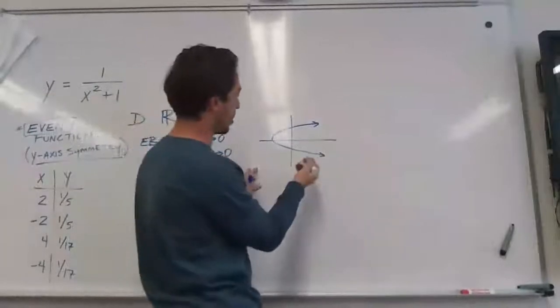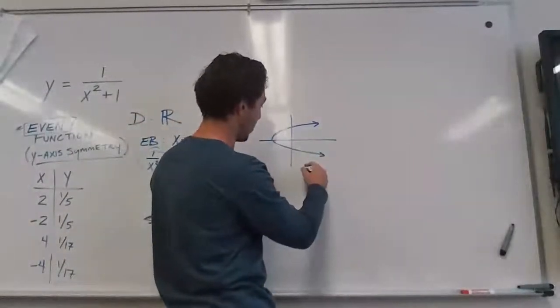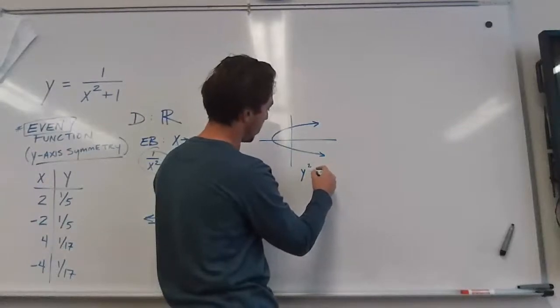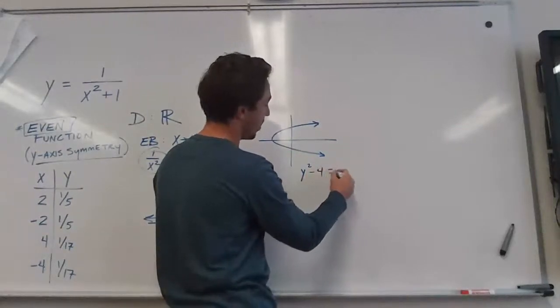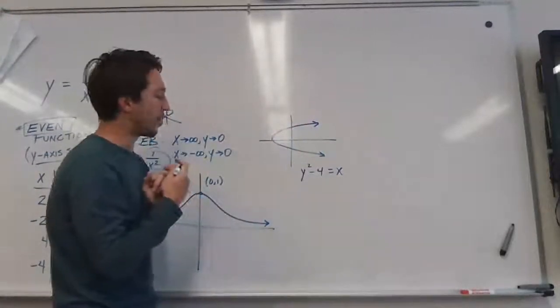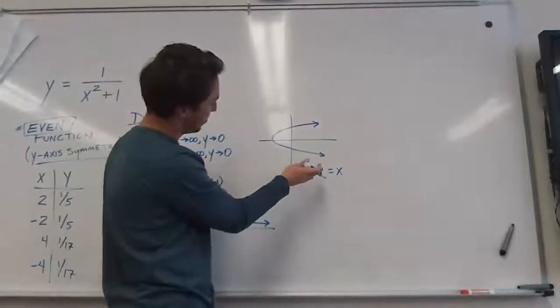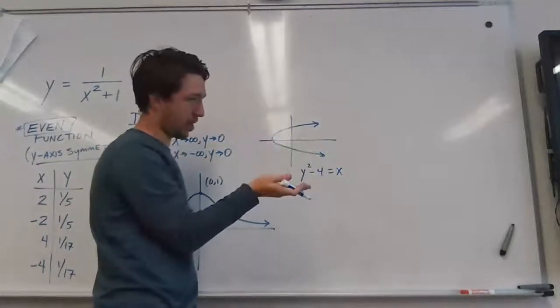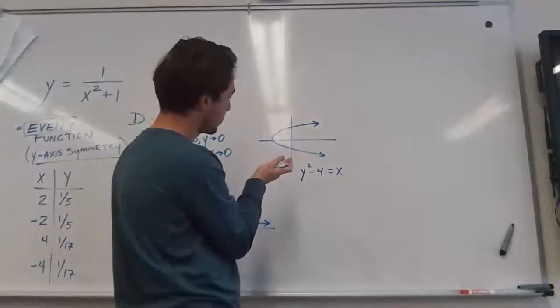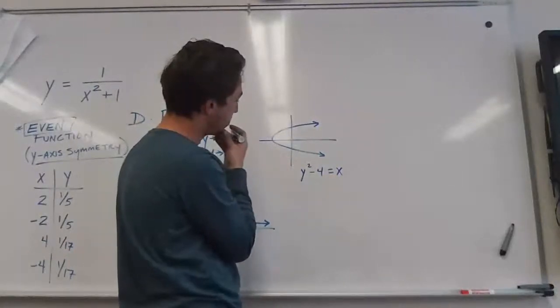It would be something like y squared minus, say, 4 is x. You can make a locus of points. Did I have that correct? Let me just check. I think that's right. Yeah.